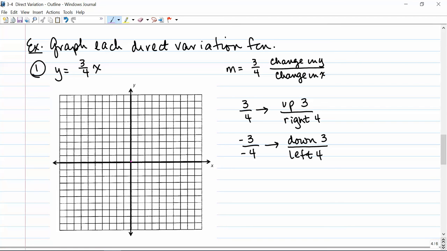Remember, a direct variation function always starts at 0, 0, and now we're going to use our slope to move from that point. So I'll go up 3 and right 4 and graph a point, and from that point I could continue going up 3 and right 4. Then I can use my slope that has 2 negatives in it and go down 3 and left 4, and from that point I could continue going down 3 and left 4. Although the minimum I'd like to see is the origin and then the 2 points on either side. So let's connect those, and that gives me the graph of the direct variation function y equals 3/4 x.